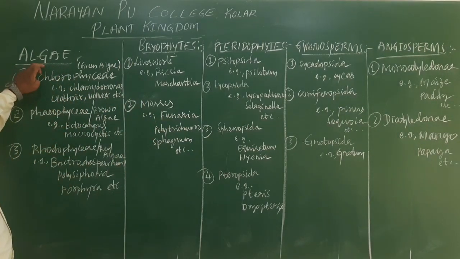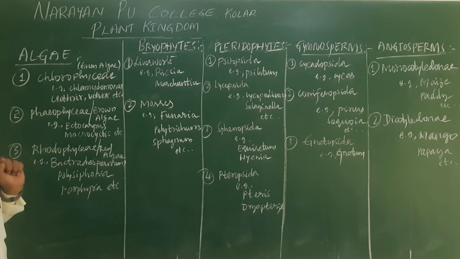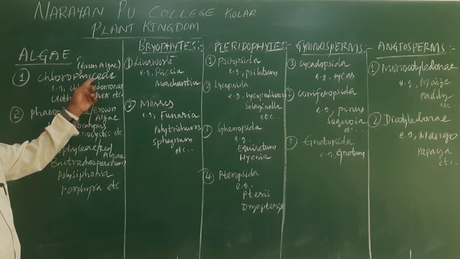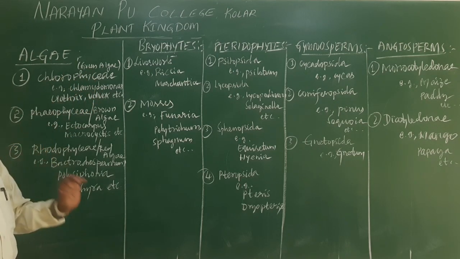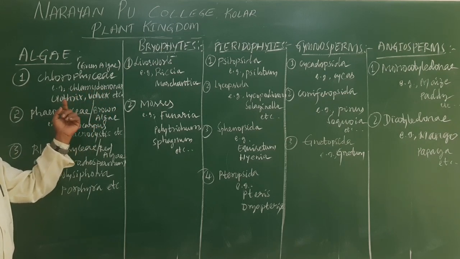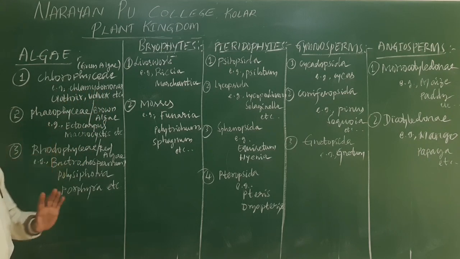Now, we go for the different divisions. The first one is called algae. In algae, there are three classes. The first one is Chlorophyceae, commonly called green algae. Examples for this are Chlamydomonas, Ulothrix, and Volvox.